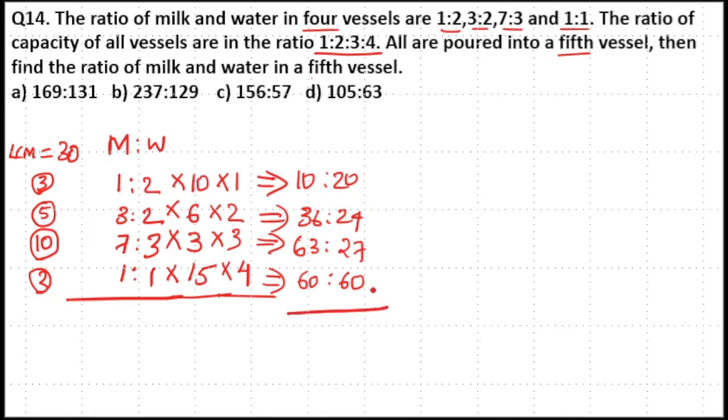Now if you add together, 7 plus 4, 11. 1 here. 2 plus 2 plus 2, 6, 6 plus 6, 12. 12 plus 1, 13. So 131. Now 6 plus 3, 9. 6 plus 6, 12. 12 plus 3, 15. 15 plus 1, 16. So 169 is to 131. Option A is your answer.